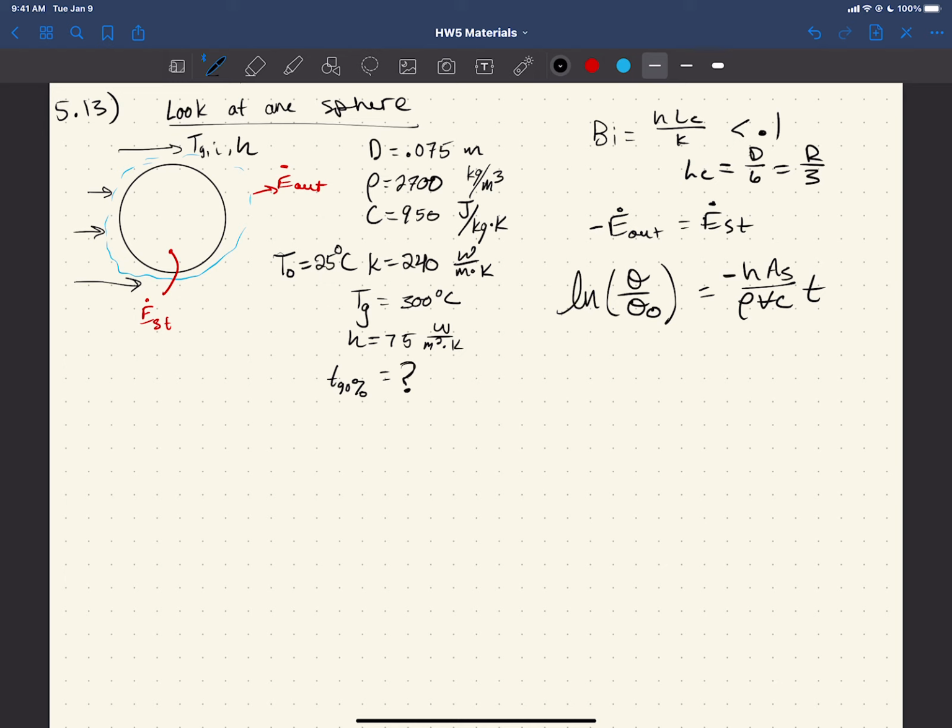what they ask, though, is how long it takes for the system to accumulate 90% of the maximum possible thermal energy. And then they ask what the temperature is at the center of the sphere, and then they ask if there's any advantage to using copper instead of aluminum.